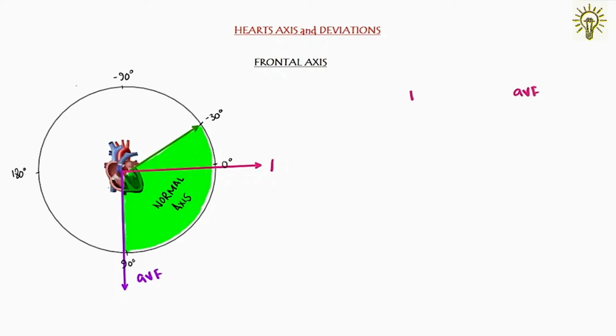The red arrow indicates the depolarization wave direction. In the normal case, it can be anywhere between -30 degrees and +90 degrees. This would be within the plane range of both lead 1 and AVF, thus generating a positive deflection in both leads.